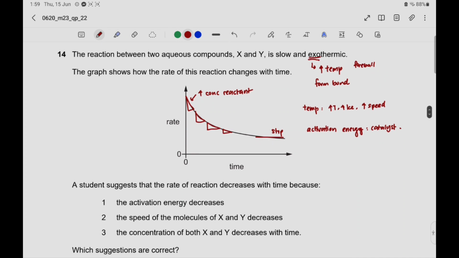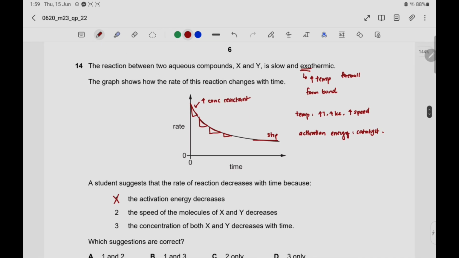Activation energy never decreases unless you add catalyst. So that's why I told you, if you talk about energy, it never decreases. Speed of molecules X and Y decrease? A lot of people thought it has something to do with temperature, but no. Exothermic means increasing temperature, so supposedly the speed should be increasing rather than decreasing. There's no way they decrease. If you undergo exothermic reaction, your temperature increases, right?